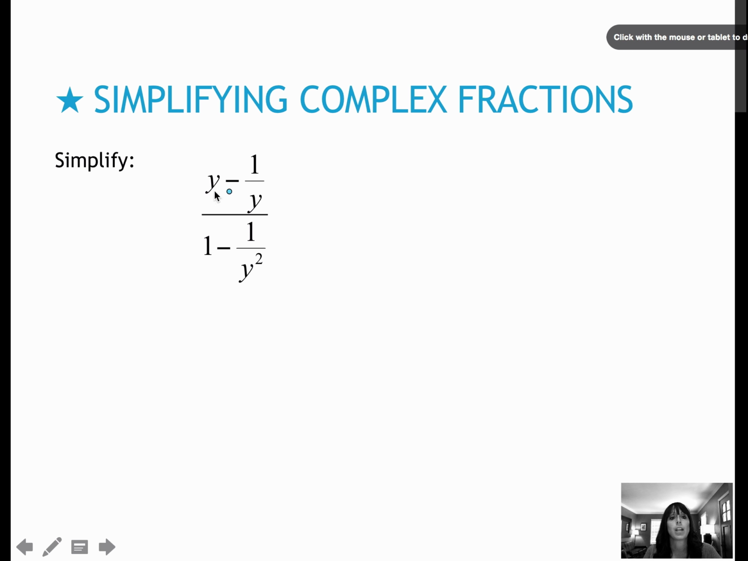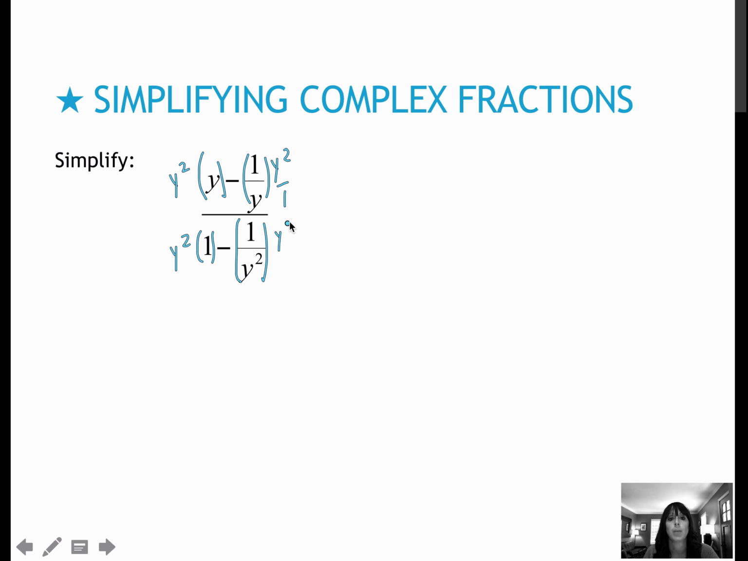Here I would start by looking at my denominators: 1, y, 1, and y squared. So my LCD would be y squared. So I'm going to take everything times y squared. Every single thing times y squared. And whenever I've got a fraction, I just write it over 1.